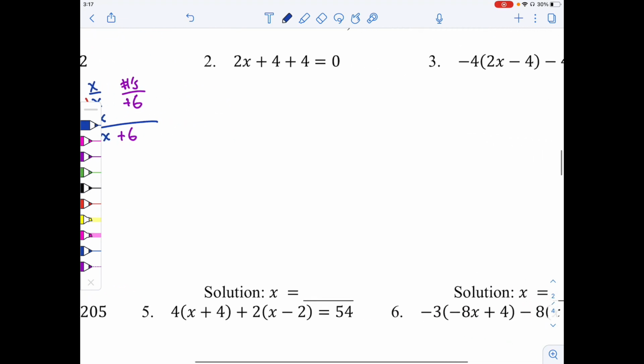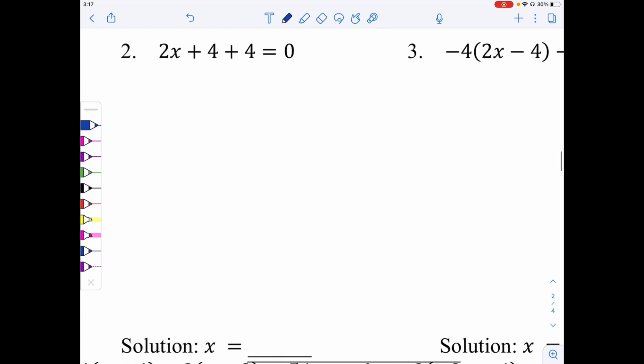Okay, so number 2. Same thing. So we have our equal here. We want to combine like terms. We can go straight. We just have 2x here. We just bring that down. Now we have 4 plus 4. Those are our numbers, right? We can add those together. So we get plus 8 equals 0, right?